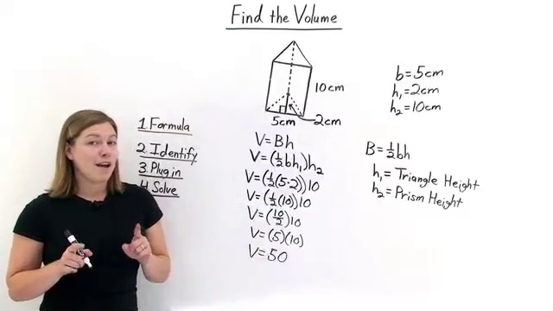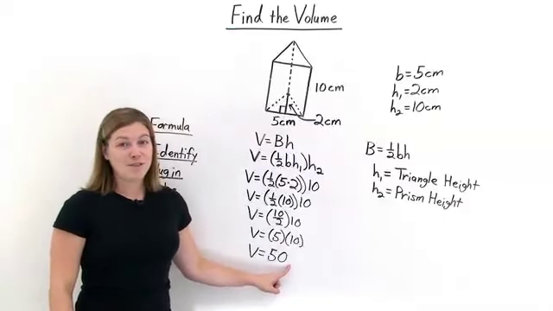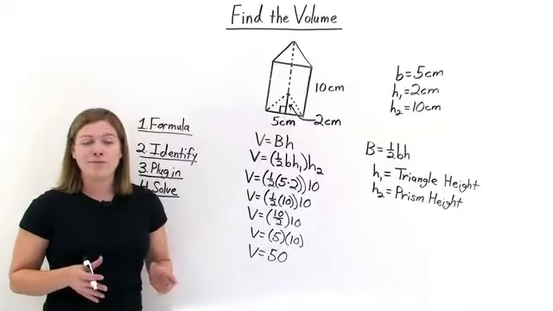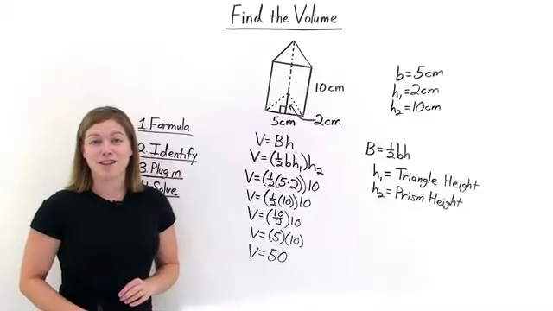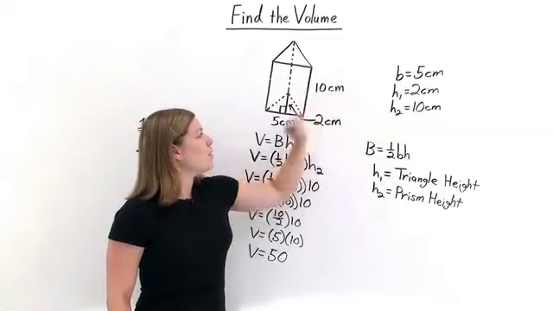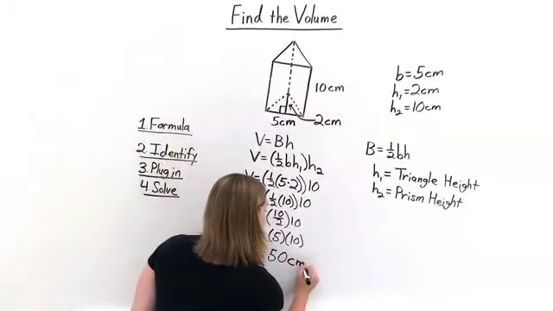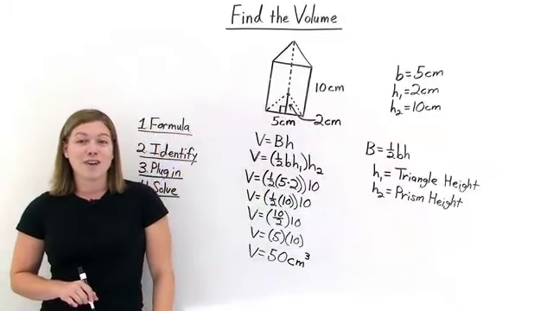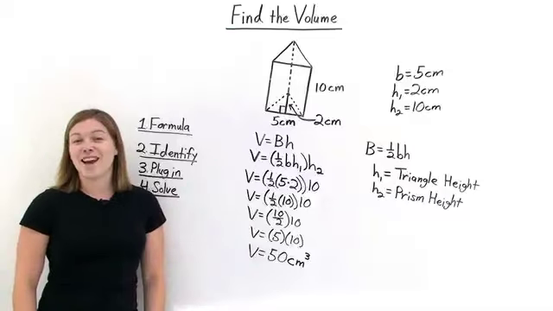But remember, volume is a measurement, so we need units in our answer. Well, volume is measured in units cubed. So we need to find out what units we're working with and then cube them and put them in our answer. If we look, everything in our triangular prism was measured in centimeters. That means our volume will be measured in centimeters cubed. So now we found the volume of this triangular prism. The volume is 50 centimeters cubed.